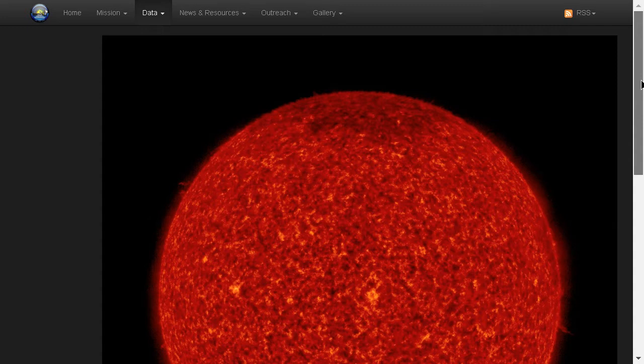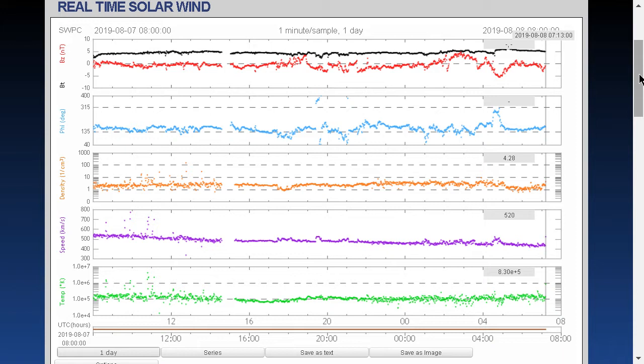Here's a real-time solar wind. We see a phi angle approaching 180 degrees. Solar wind density down to 4.28 protons per cubic centimeter. And solar wind speed is also ramping down, now at 520 kilometers a second. There's the ACE data.